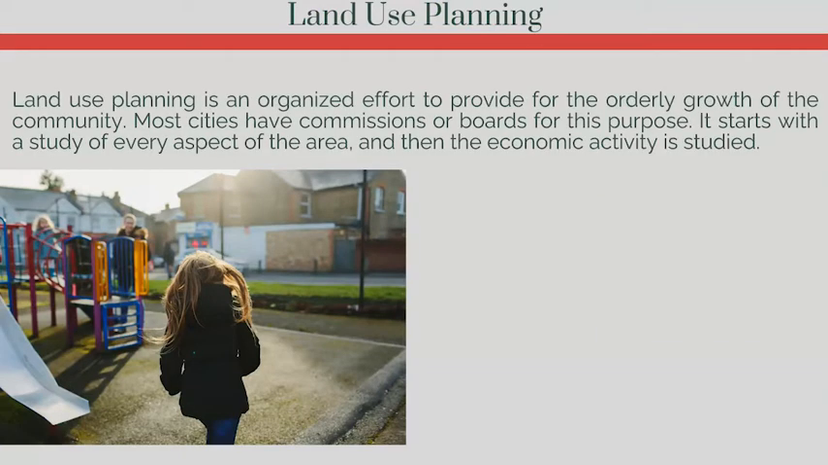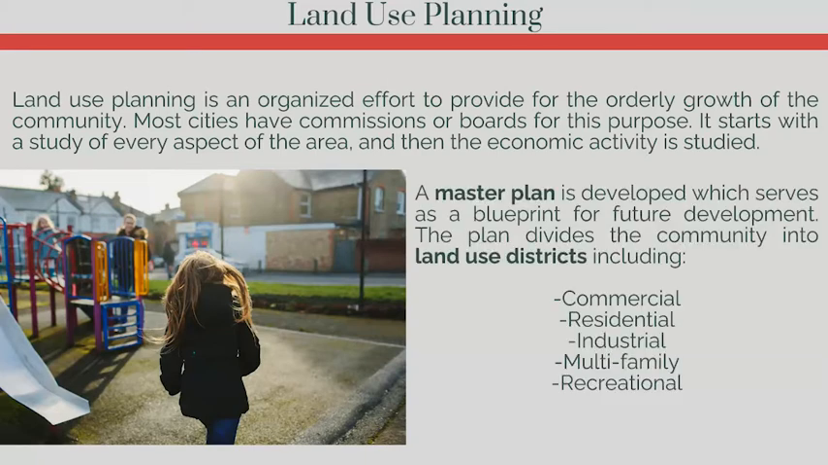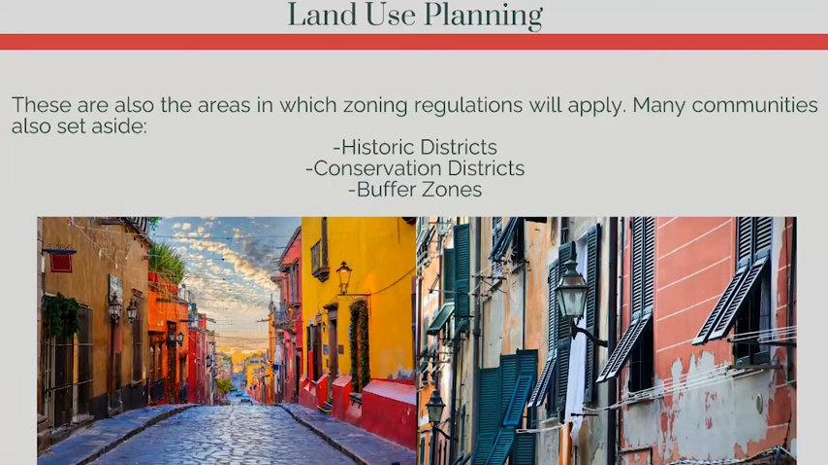Land use planning. Land use planning is an organized effort to provide for the orderly growth of the community. Most cities have commissions or boards for this purpose. It starts with a study of every aspect of the area, and then economic activity is studied as well. A master plan is developed which serves as a blueprint for future development. The plan divides the community into land use districts including commercial, residential, industrial, multifamily, and recreational. These are also the areas in which zoning regulations will apply. Many communities also set aside historic districts, conservation districts, and buffer zones.